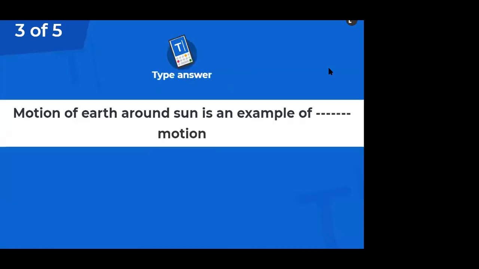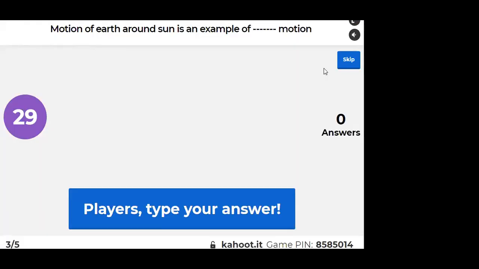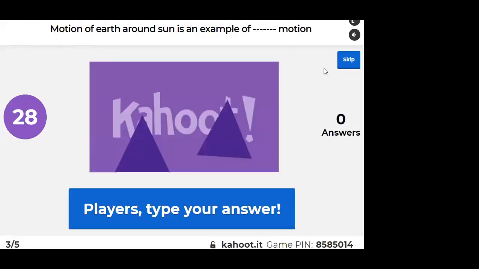Motion of Earth around the sun. Again, this I've told you. Motion of Earth around the sun is an example of dash. You have to type it.